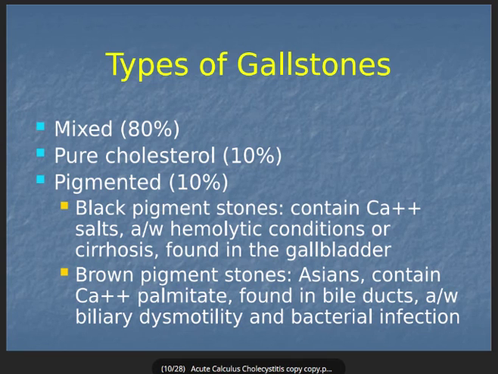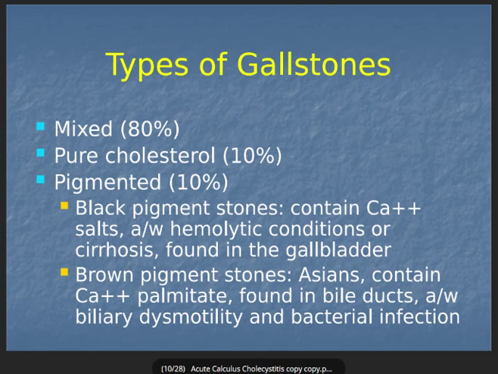The two usually combine and form the nuclei and form the stones. So that's why the commonest type of stones is the mixed type. You can have pure cholesterol in 10% and pure pigmented in 10%.